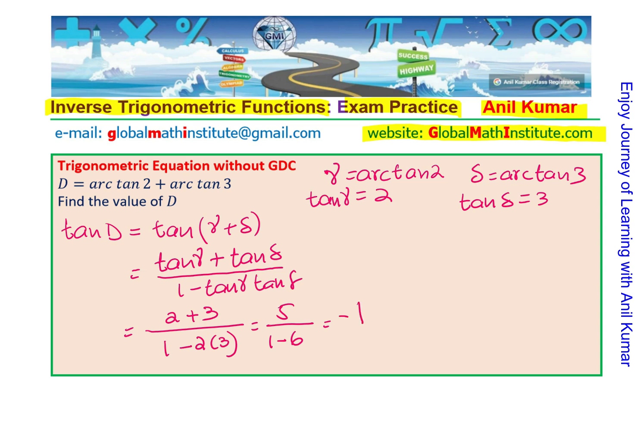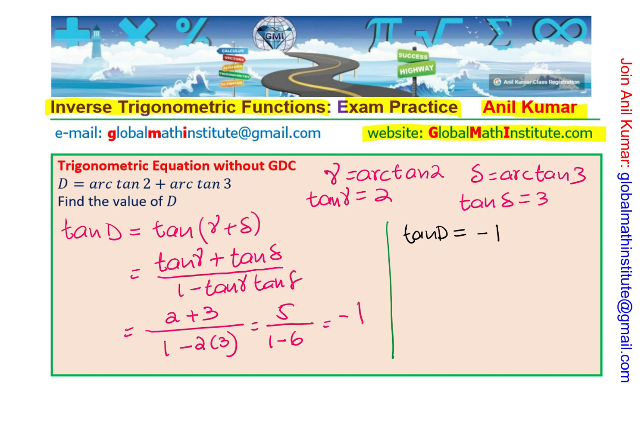You see that? So once again, we have minus 1 with us, and we have tan D equals minus 1. And now the same question. What is going to be D? Is it minus pi by 4 or is it 3 pi by 4? Both will give you minus 1. What is the right answer and why? That is what we need to understand.